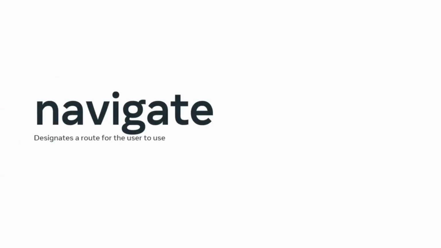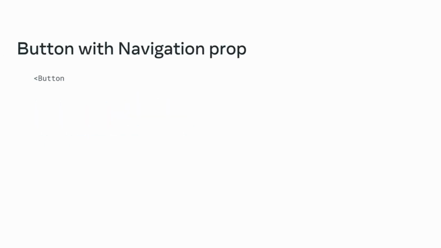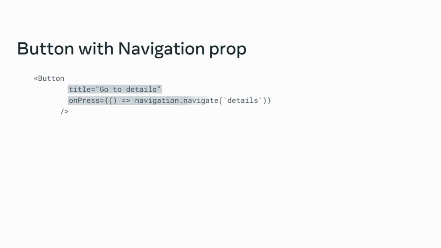Let's start with the navigate function. You call this along with the name of the route that you'd like the user to use. Going back to that web browser navigation example, let's observe how you could achieve the same thing in React Native using the navigate function. Consider this example code that consists of a button component titled GoToDetails and passes the navigation prop to the button's onPress prop.